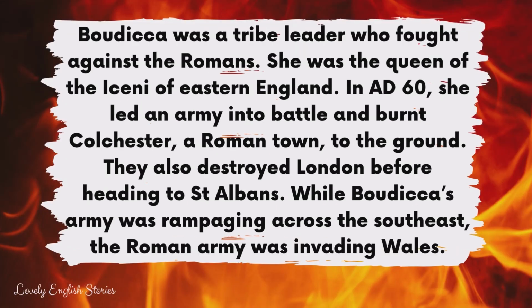Boudicca was a tribe leader who fought against the Romans. She was the queen of the Iceni of eastern England. In AD 60, she led an army into battle and burnt Colchester, a Roman town, to the ground. They also destroyed London before heading to St Albans. While Boudicca's army was rampaging across the southeast, the Roman army was invading Wales.